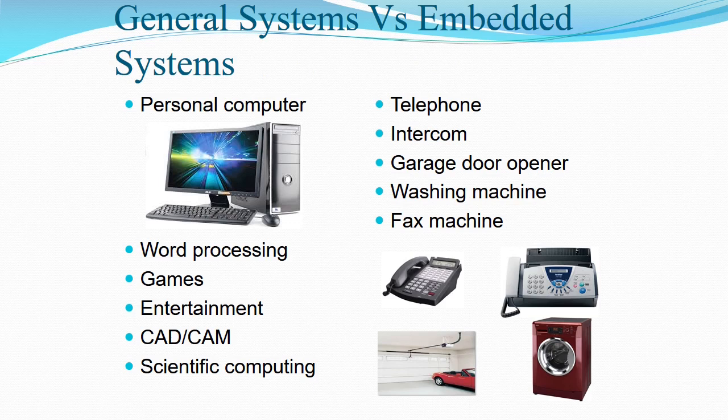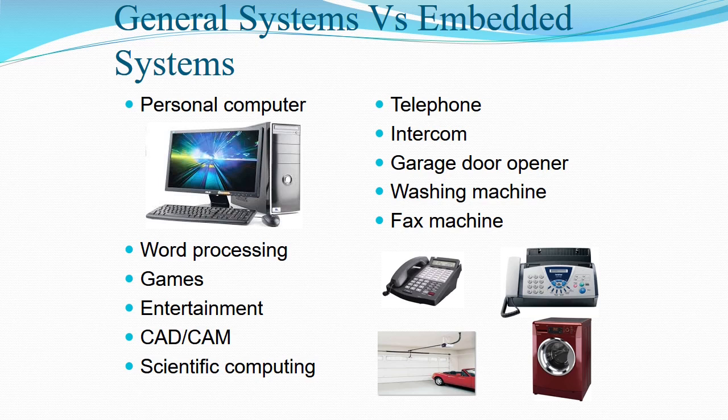Now let us find out the difference between a general computing system and a dedicated computing system. In a general computing system, we have the example of a computer or a laptop. In this system, the user can install programs and use them for certain applications like word processing, playing games, watching movies, listening to songs, using CAD/CAM software for drawing, and even for scientific computing. Whereas a dedicated computing system performs a single task. The user cannot change or modify the programs for different tasks.